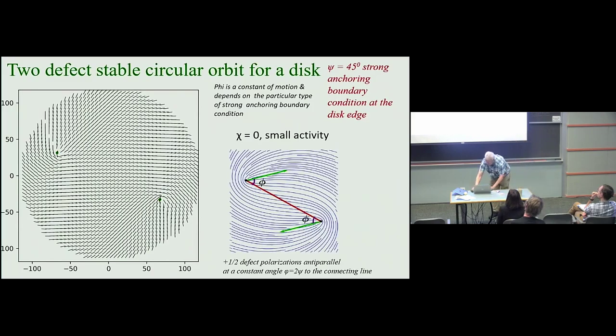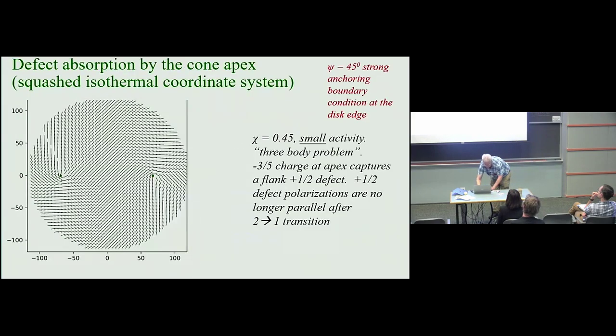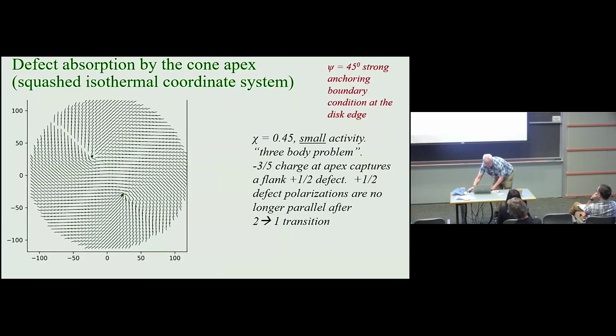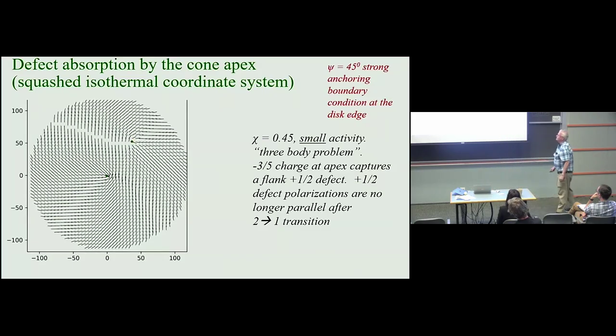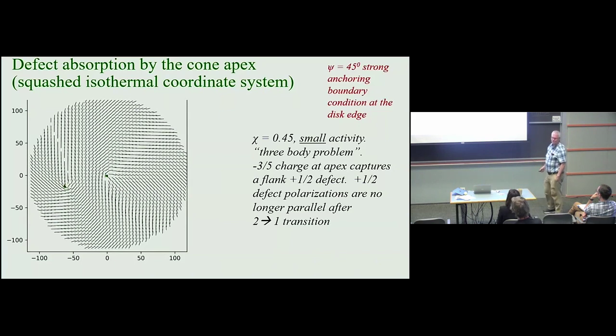So now if we make it into a cone, now I have a certain value of chi. I've removed 45% of the area. And we're going to see we have a 3-body problem here, effectively. We have these 2 plus 1/2 defects, but now this is a conformal flattening of the cone. It's not obvious, but there's actually effectively a defect at the center. You'll see it coming into play. So it's a 3-body problem. And we can watch and see what happens in this active case. And you can see one of the defects gets eaten, but the other continues to orbit.